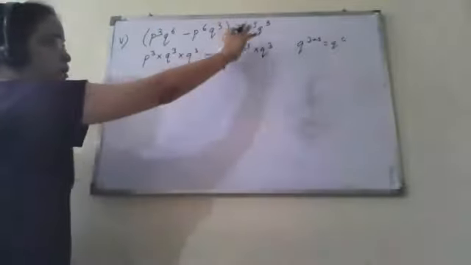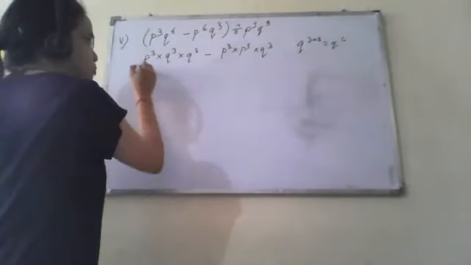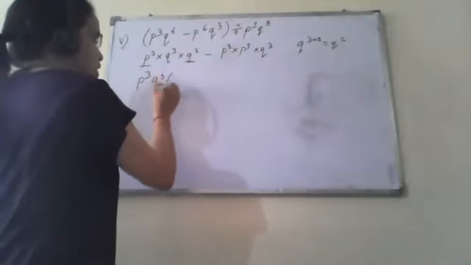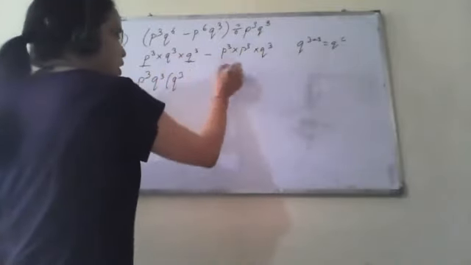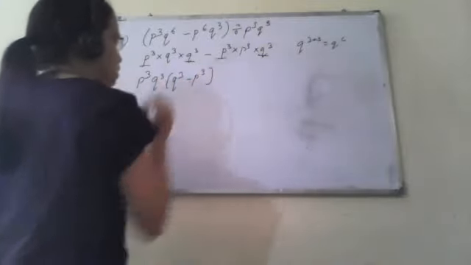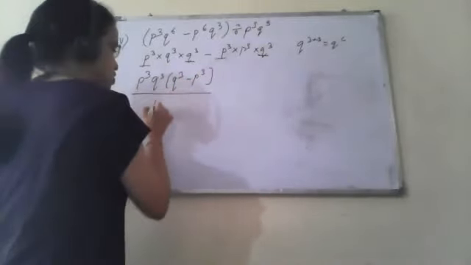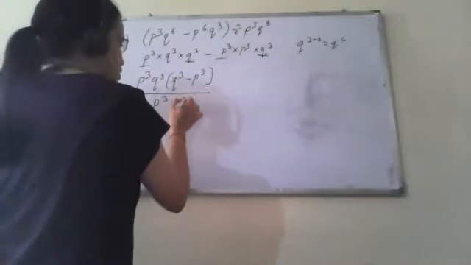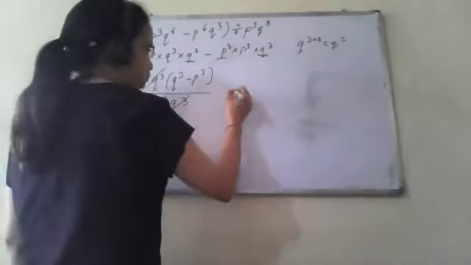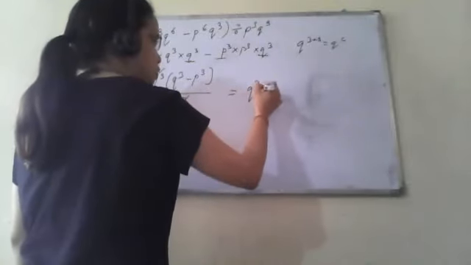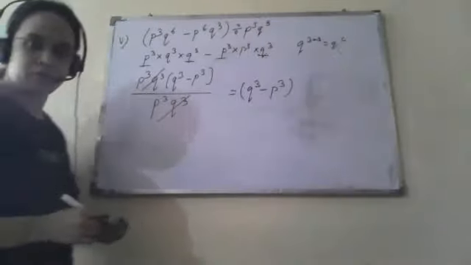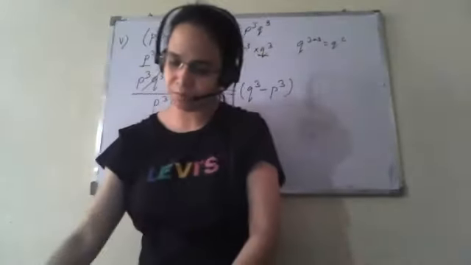Now we are taking p cube and q cube from this. So p cube and q cube we have taken outside. So what we are left with is q cube here and p cube here. So we have to divide this expression by p raised to power 3 q raised to power 3. So it is cancelled out and the answer is q raised to power 3 minus p raised to power 3. So with this part, this question is completed.